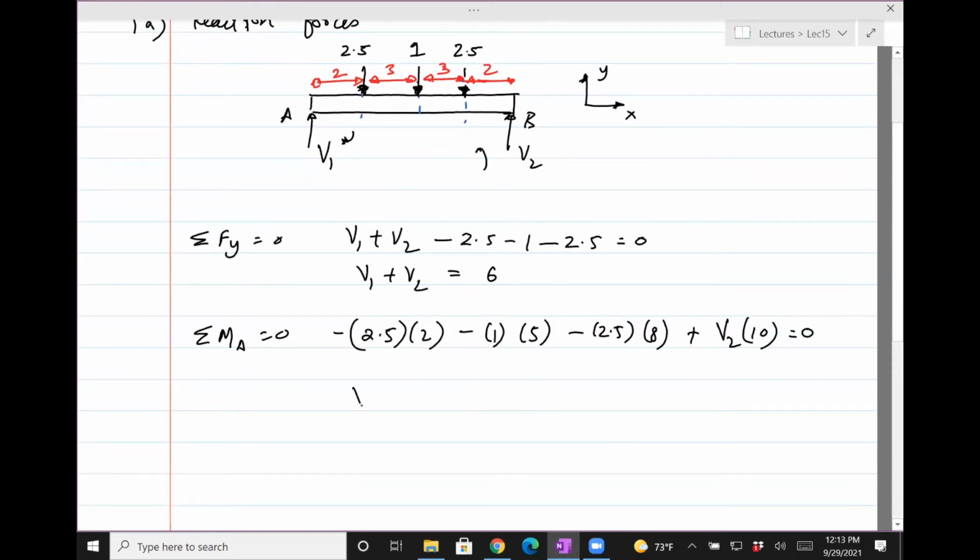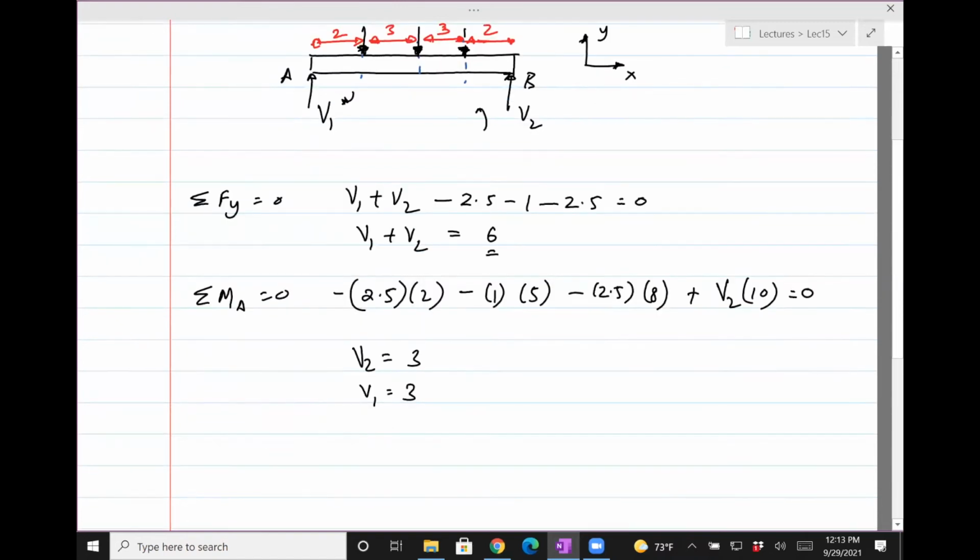Okay, and I will just write down what I got. Solving for V2, we get 3, which means that V1 is also 3 because the sum is 6. So that's the first step. Okay, now the shear force and bending moment diagram. So let's do that.